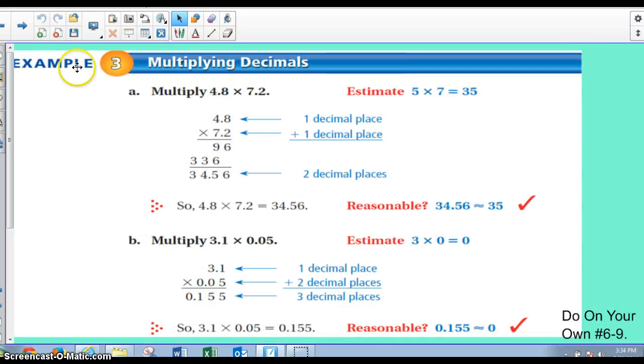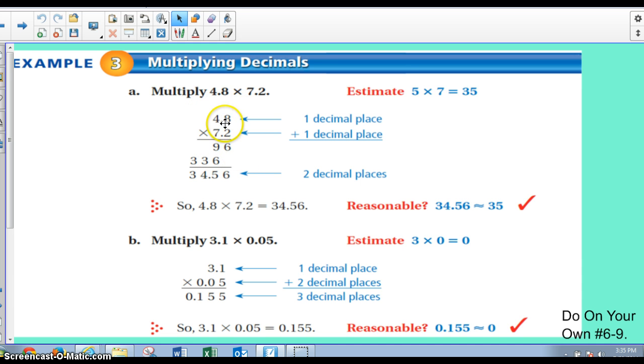We have 4.8 times 7.2. Once again, we've got an estimation, always to check your work. They wrote the problem up and down, or 0.8 times 7.2. So you're doing 8 times 2 and 4 times 2 plus 1, so 96.